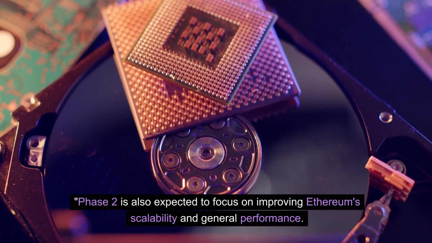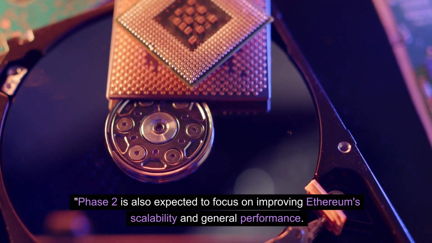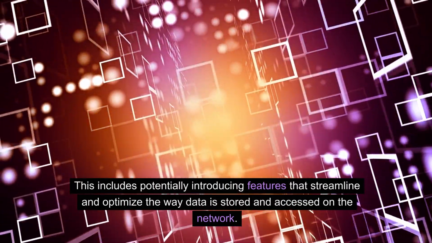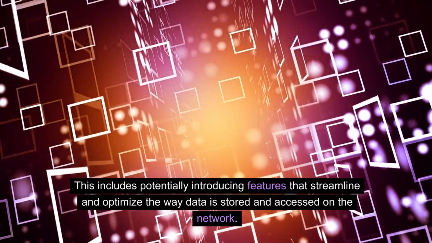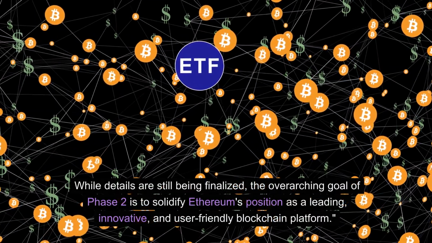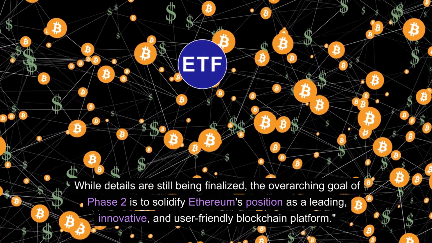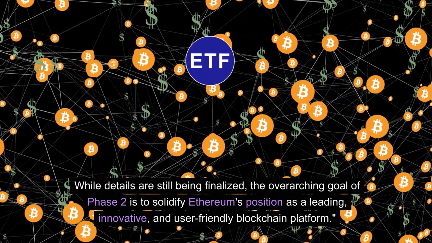Phase 2 is also expected to focus on improving Ethereum's scalability and general performance. This includes potentially introducing features that streamline and optimize the way data is stored and accessed on the network. While details are still being finalized, the overarching goal of Phase 2 is to solidify Ethereum's position as a leading, innovative, and user-friendly blockchain platform.